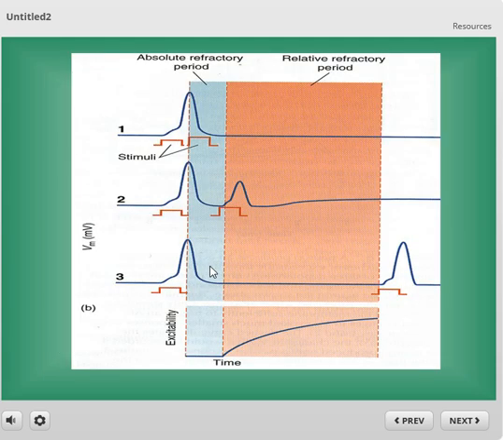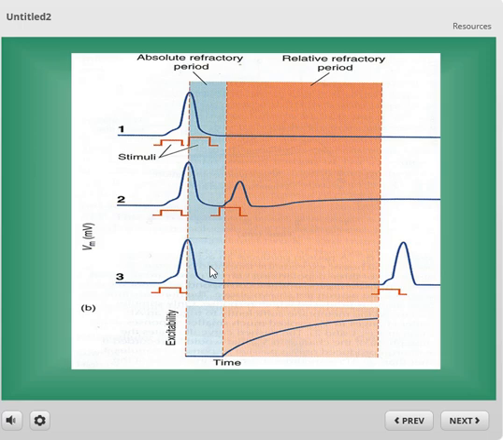As a summary, in the absolute refractory period, no action potential can occur, it lasts about 1 to 2 milliseconds, and it is caused by inactivation of sodium channels. But in the relative refractory period, a stronger than normal stimulus can trigger an action potential, it lasts longer than the absolute refractory period, and it is caused by the reopening of the sodium channels and continued efflux of potassium ions.